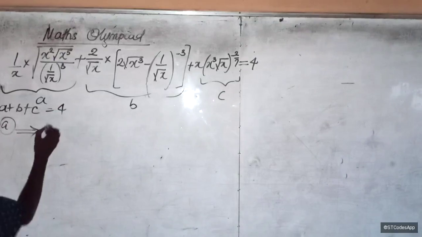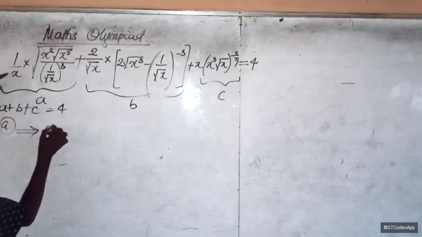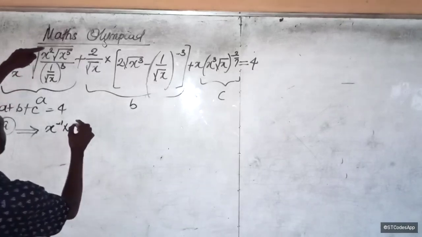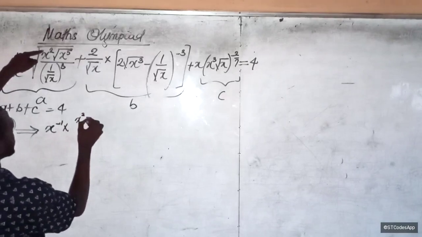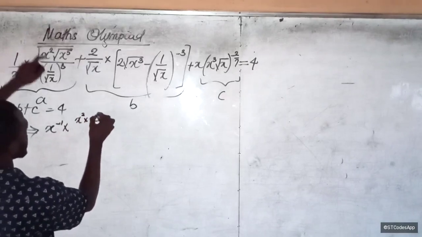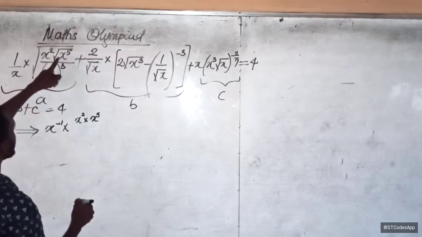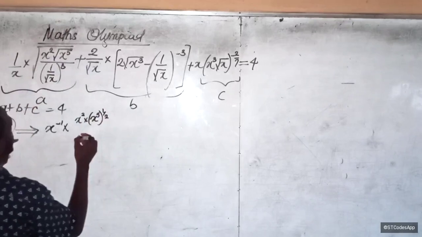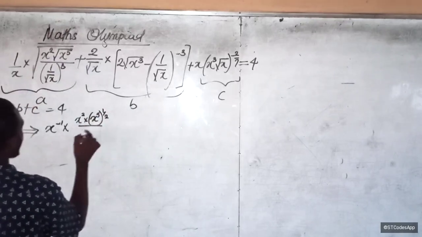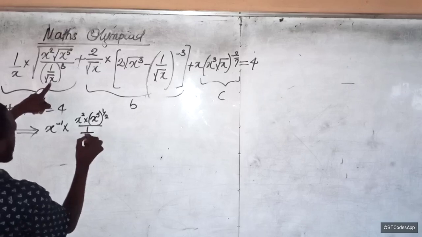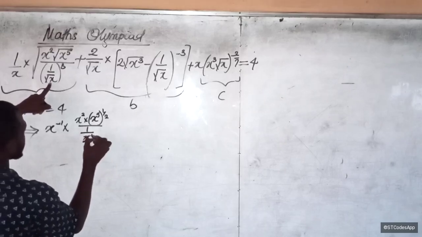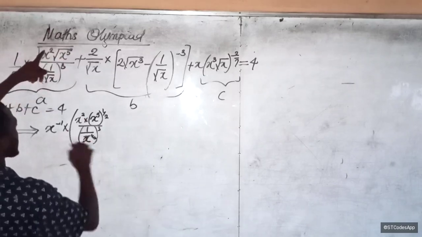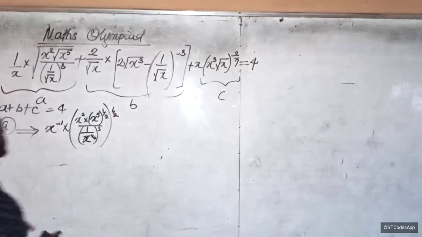A will be equal to 1 over x, which is x raised to the power minus 1, times, now this will become x squared times x raised to the power 5. The square root of x raised to the power 5 means x raised to the power 5 times 1 over 2. Then all over here we have 1 over x raised to the power 1 over 2, all raised to the power 3. Then the square root here again, all raised to the power half.